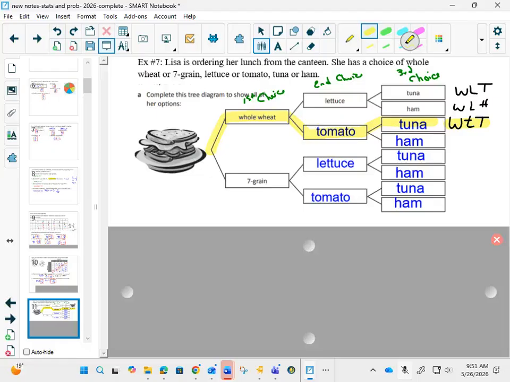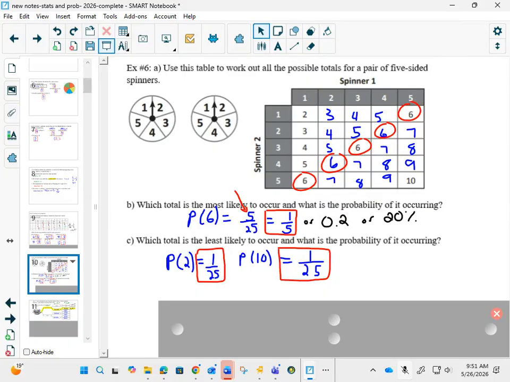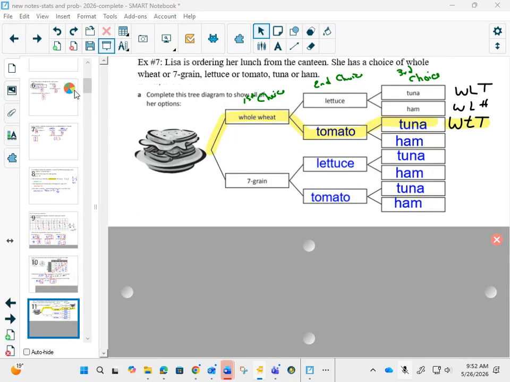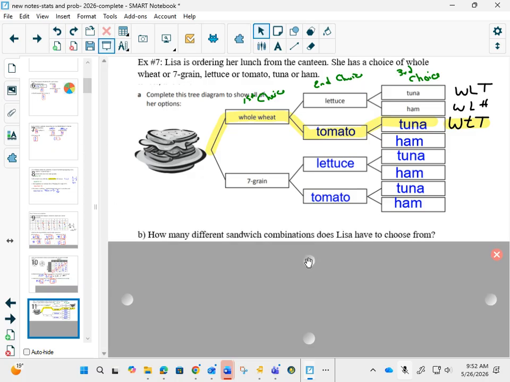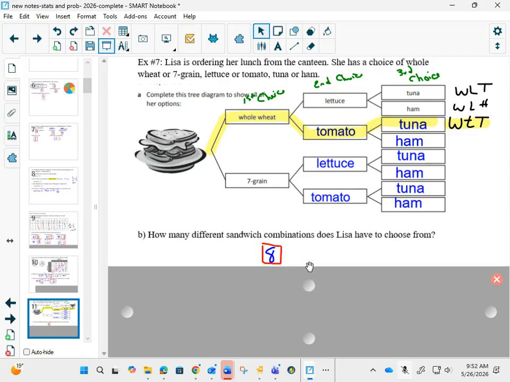Go back one slide? Yeah. Here's the previous slide if you didn't quite finish it. So now, how many different sandwich combinations are there if we look at the end of the branches? 1, 2, 3, 4, 5, 6, 7, 8. There are 8 of them.